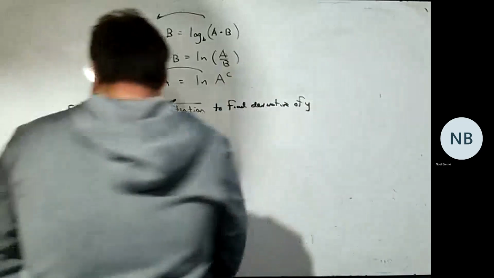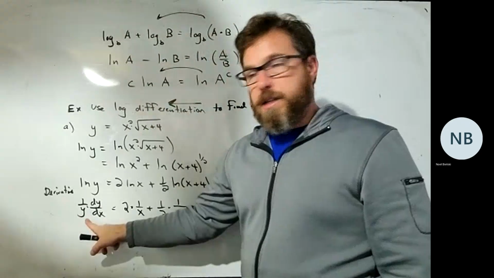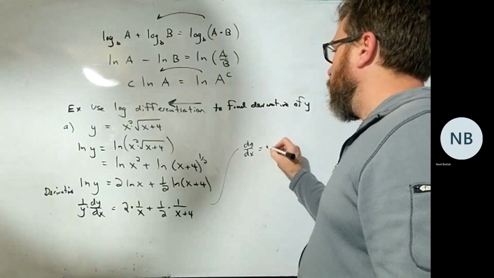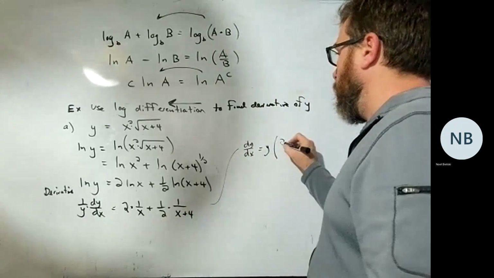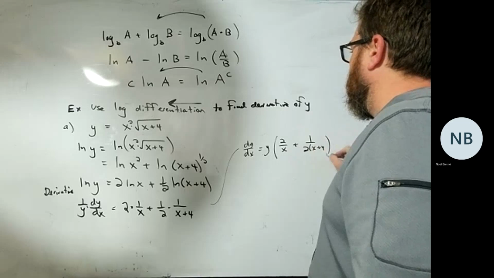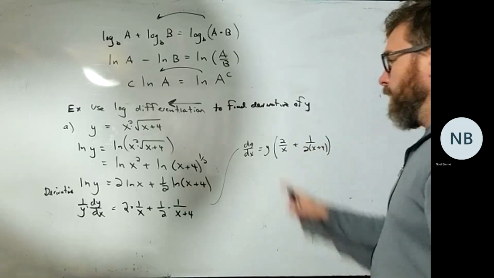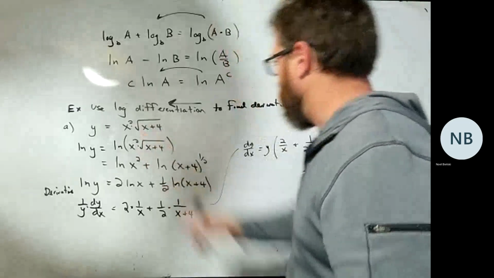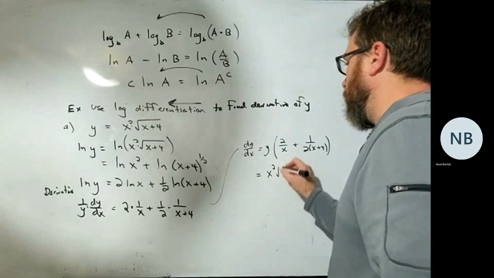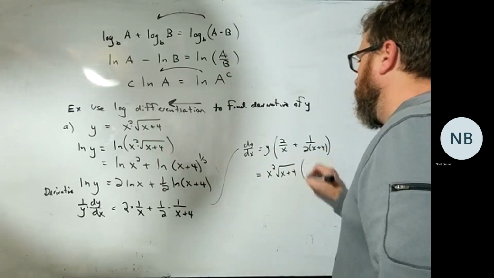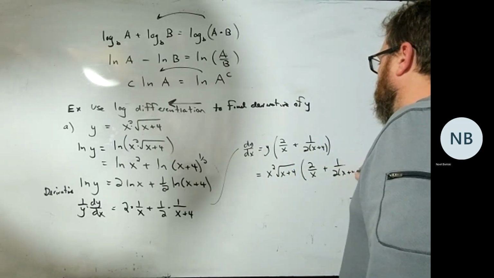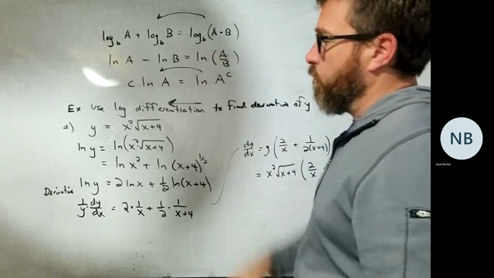what I can do is multiply both sides by y because I have y in the bottom over here. So this says dy/dx is going to be equal to y times this expression: 2 over x plus 1 over 2 times x plus 4. And y is this original expression. So dy/dx, the answer to this thing, is going to be x squared times the square root of x plus 4 multiplied by 2 over x plus... So we're really just using these rules to make it simpler.